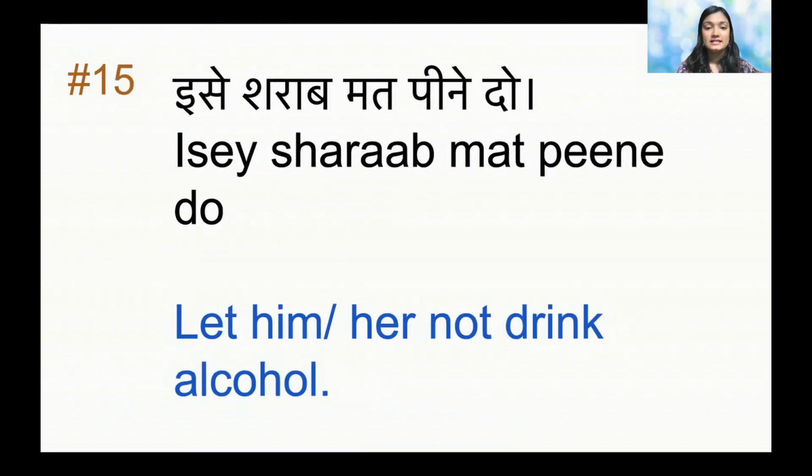Number 15, इसे शराब मत पीने दो. इसे also means him or her, which means this person. Sharab is alcohol or liquor, and here as well, just like cigarette pina, the verb sharab pina is composed of two words, sharab pina. So you should include mat in between. Sharab mat pina. Isse sharab mat pine do means let him or her not drink alcohol or don't let him or her drink alcohol.